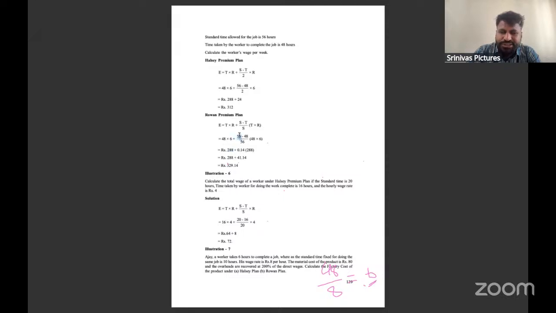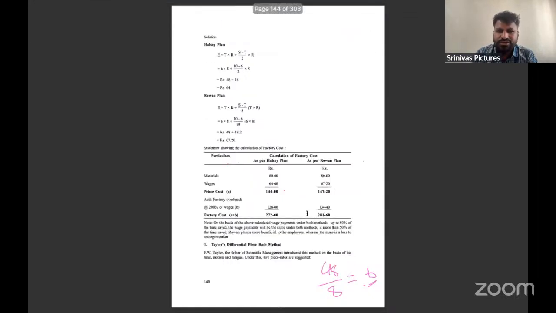And 56 hours is the standard time. Actual time taken is 48. He saved 8 hours. So 8 hours, what is the percentage of that 56 hours? That is almost 14% he saved. 14% of 288 rupees is 41 rupees. Total 329 we get. So according to Rowan's plan, 329 rupees the labor will get.